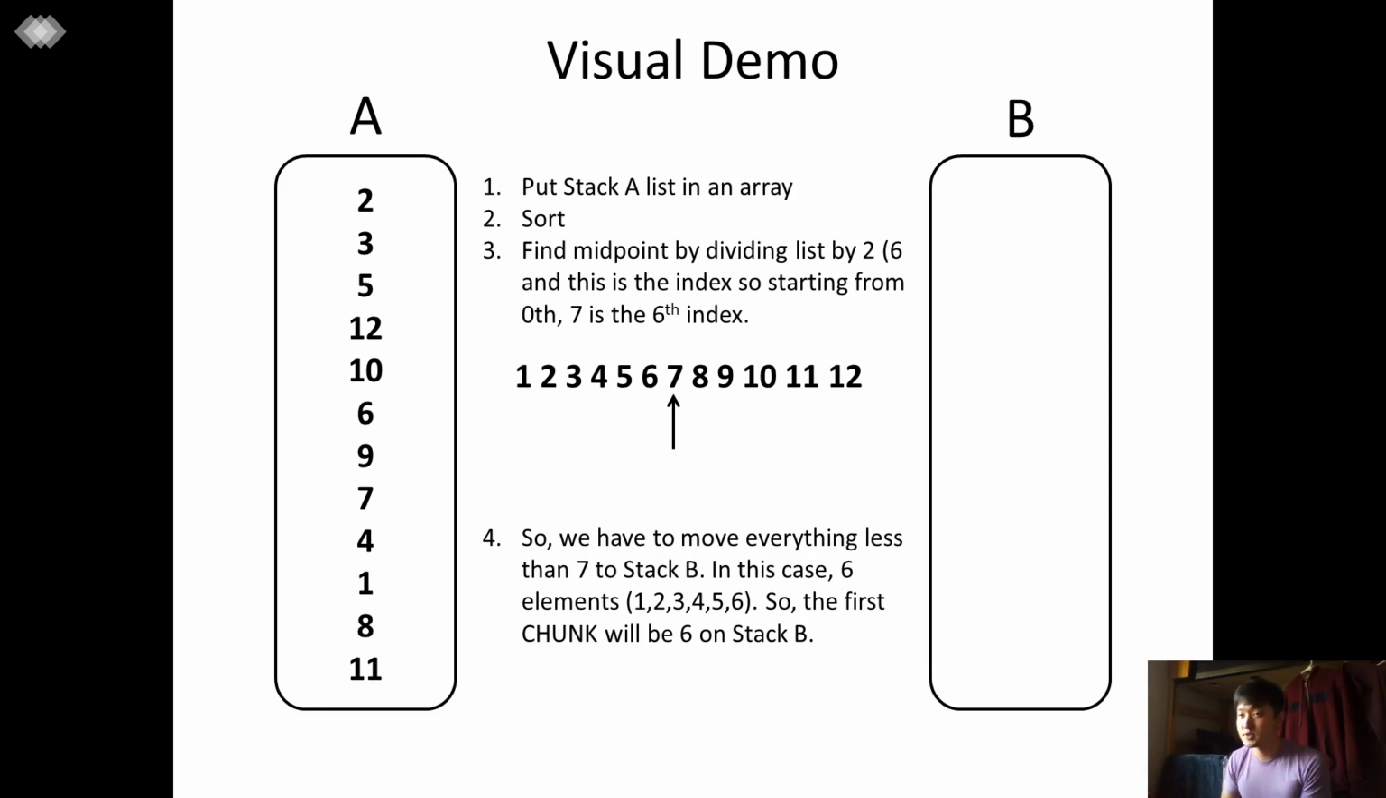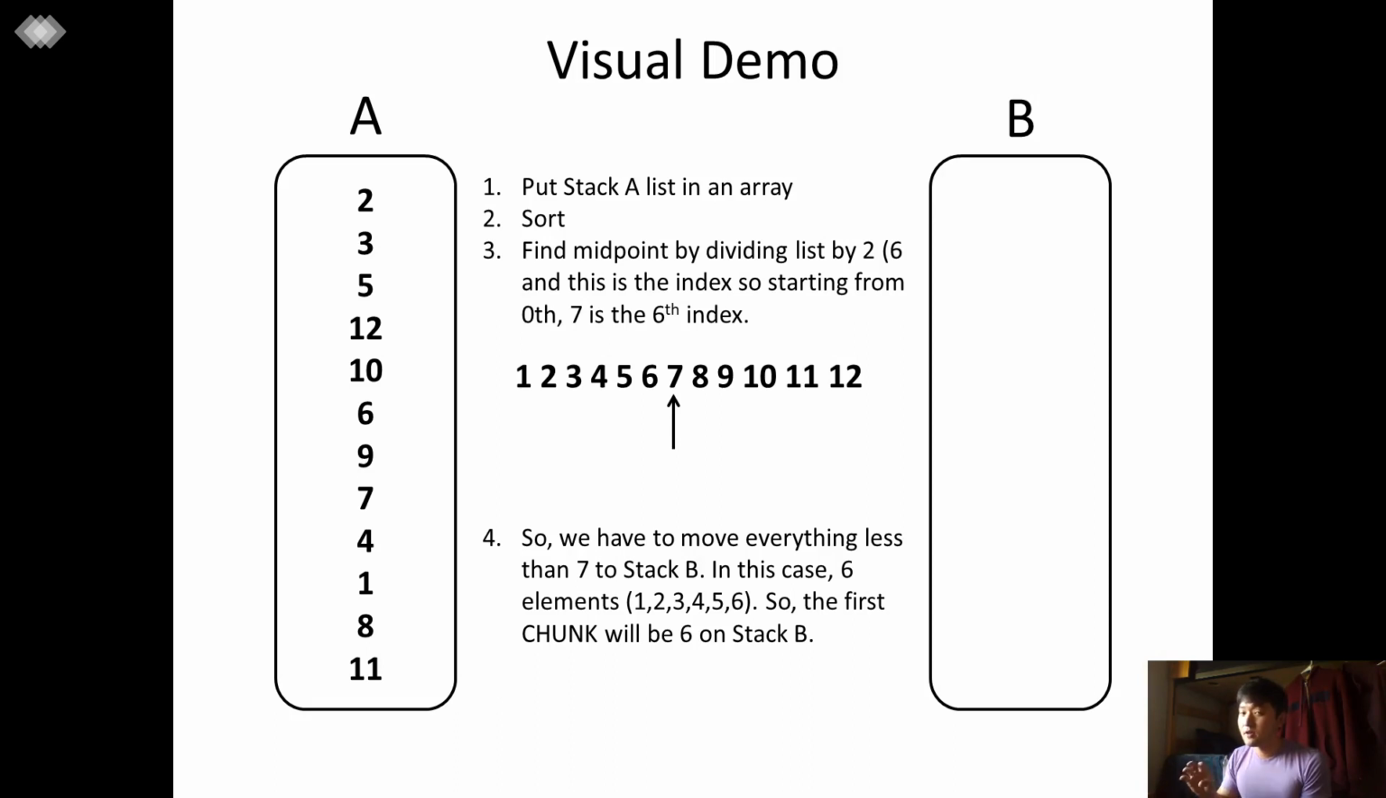I'm going to sort it using insertion sort or quick sort. I'm going to find the mid value, which is going to be, in this case, 7. How I do that is I take the length of the stack A, which in this case is 12, and then divide it by 2, then it's 6. And that 6 is the index, the 6th, starting from 0th, so 7. I send everything that's less than 7 to the stack B. In this case, I have to move 6 elements.